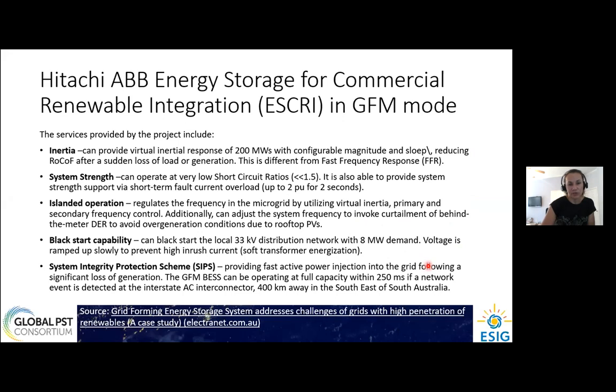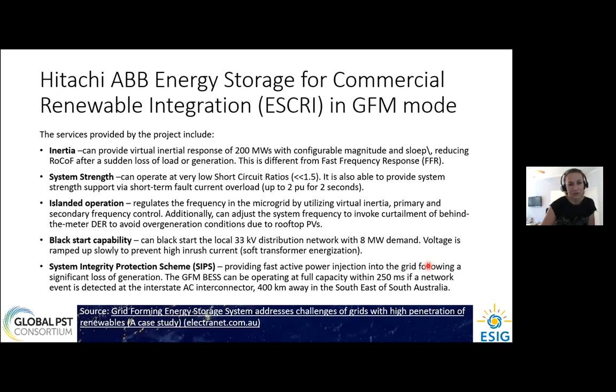Right. So this project is designed to provide a number of services. It can provide an inertial response of 200 megawatt seconds. The inertial response is with configurable magnitude and slope, so it can be changed, something that cannot be done for, say, a synchronous machine, because it's determined by its physical parameters. And that inertial response allows to reduce the rate of change of frequency after loss of grid or generation. It's different from fast frequency response because it doesn't require any external measurement for response.